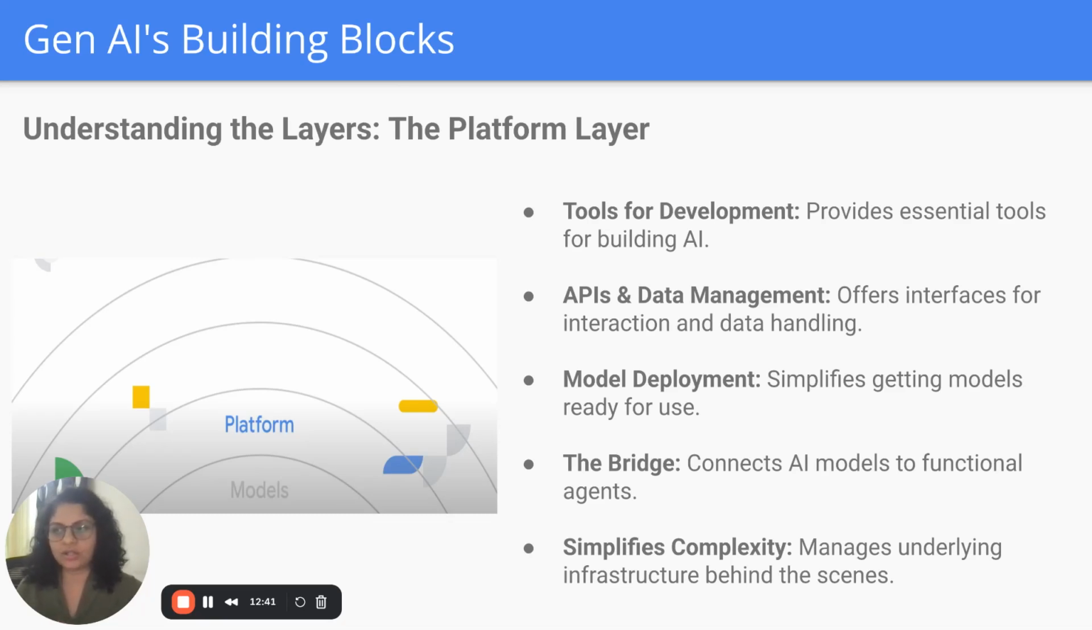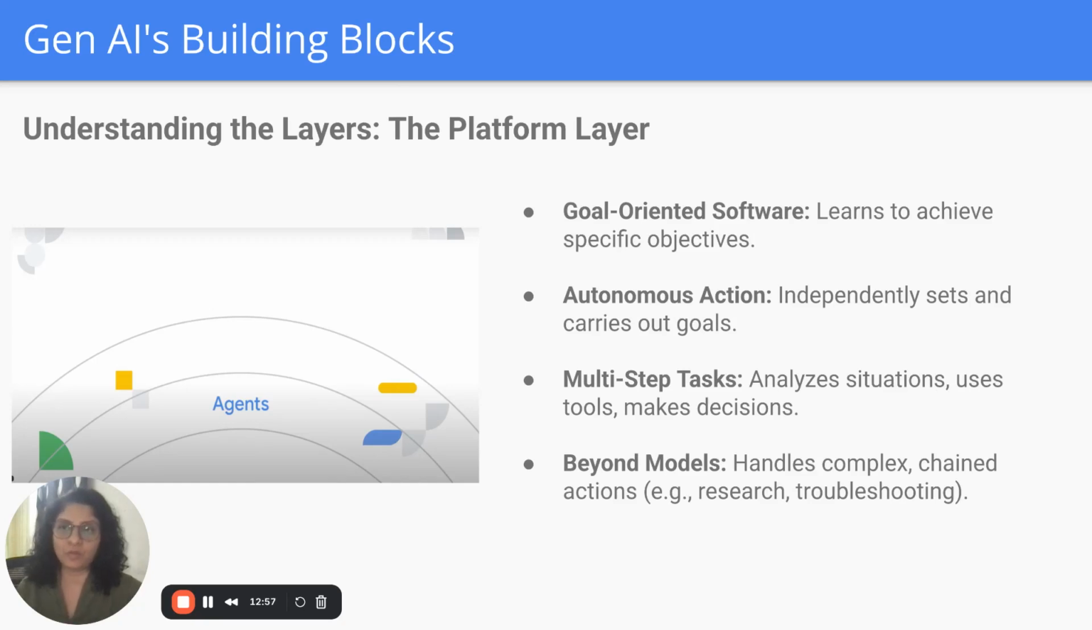So, in short, the platform layer is making AI development and deployment more accessible and efficient, transforming raw models into usable agents. Then comes the agent. What are agents? They are built for specific objectives. Say, for example, I have a goal of booking a flight ticket. So my agent will help me to book a flight ticket. So it has some goal to be achieved.